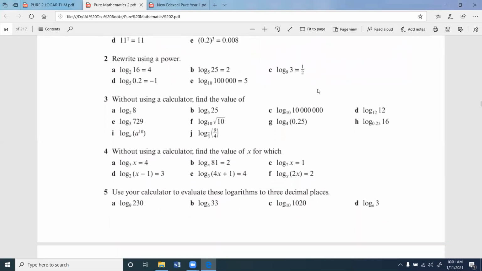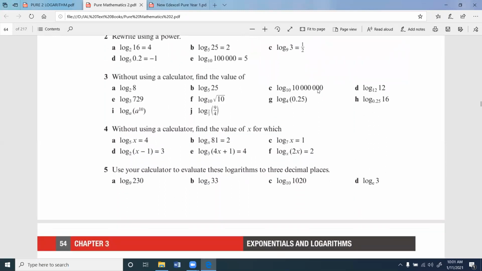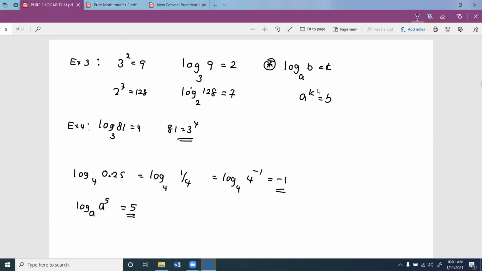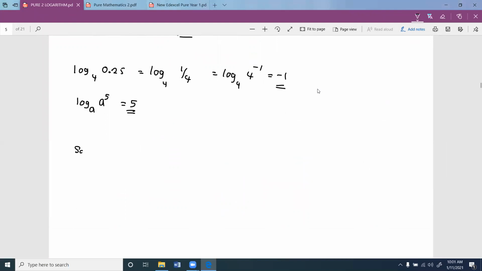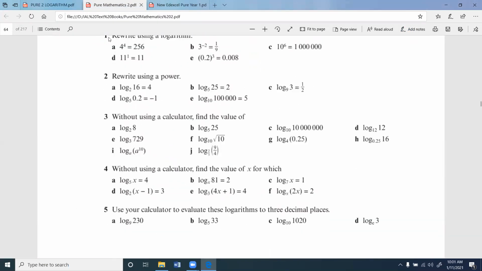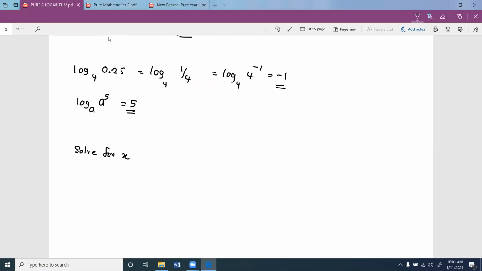Then they mention, without using a calculator, find the value for x. This is another important question where they ask log_5 x equals 4. We have to solve this, solve for x. The others you can do it yourself: exercise 3B, question number 4.